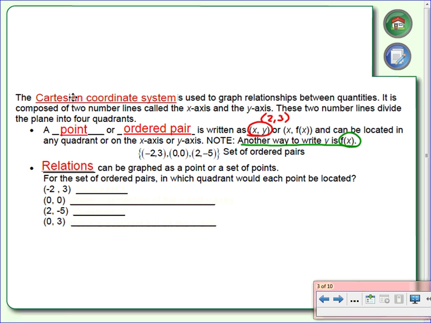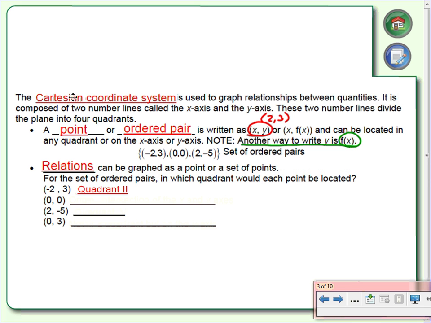All right, let's keep going here. For the set of ordered pairs, in which quadrant would each point be located? So for this first ordered pair, -2, 3, where would I find that one? In which quadrant? Quadrant 2. Why would it be in quadrant 2? Negative and positive. So there's a negative number and then a positive number, which puts it into quadrant number 2. So go ahead and write that down. Because it has a negative x value and a positive y value, that would put it in quadrant number 2.